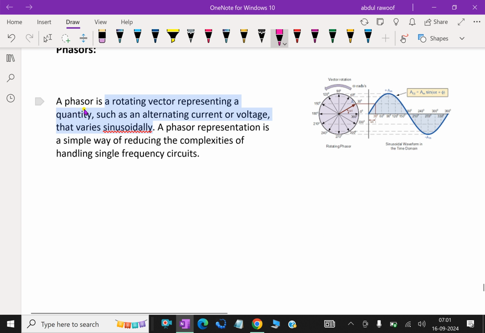The phasor is a rotating vector representing a quantity such as an alternating current or voltage that varies sinusoidally. The phasor representation is a simple way of reducing the complexities of handling single frequency circuits. A phasor is a quantity that behaves in many regards like a vector. Phasors are used to describe series RLC circuits because the above expression for the impedance can be associated with the Pythagorean theorem for right angles.